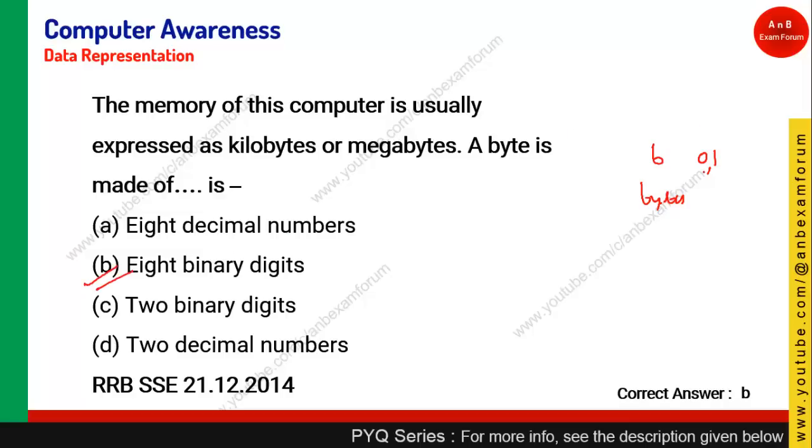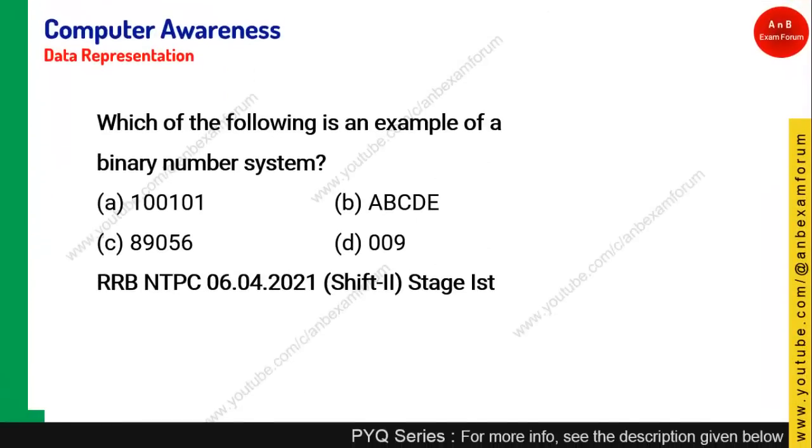If you combine these 8 binary digits, say B1, B2, B3 up to B8, it will become your byte. So a byte is made up of, remember, 8 bits. This is a very simple one in fact. So 8 bits is the right answer, 8 binary digits is the right answer. Let's see the next question.